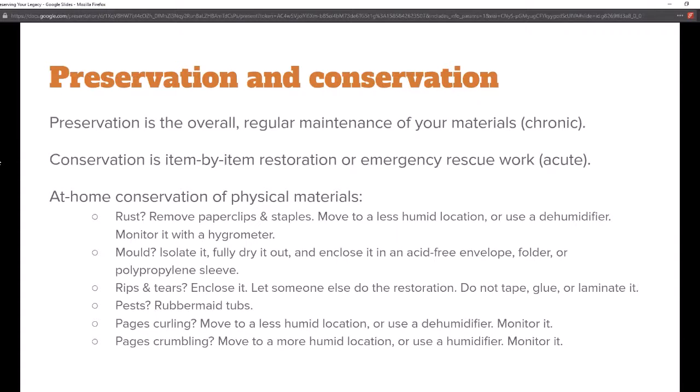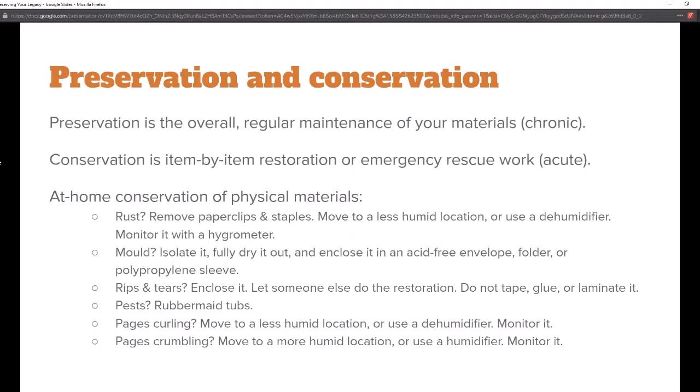Okay, we're going to do paper preservation first. Preservation and conservation are two different terms that relate to each other. Preservation is keeping stuff safe all the time. Conservation is doing restoration or emergency work. So that's the acute, whereas preservation is the chronic thing that you should be doing all the time.